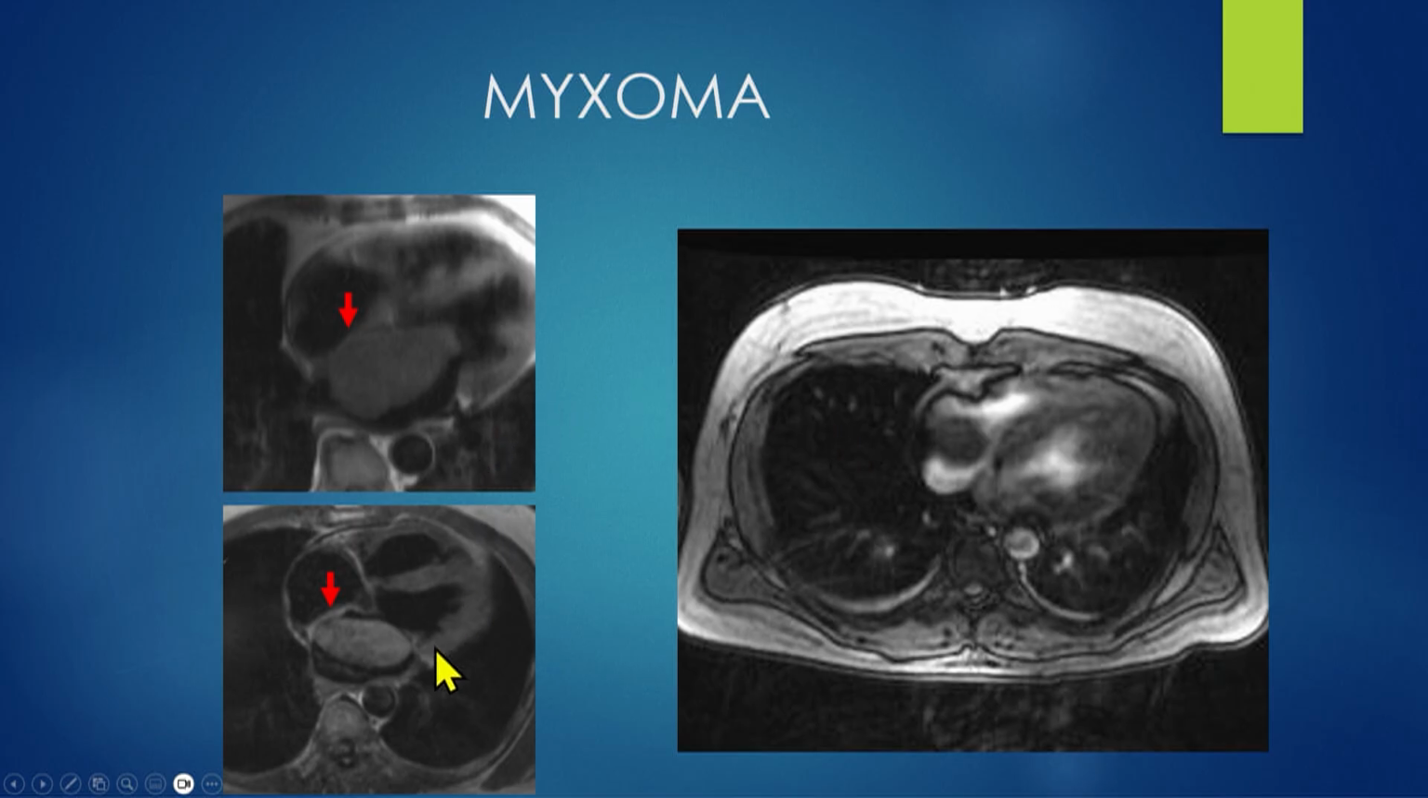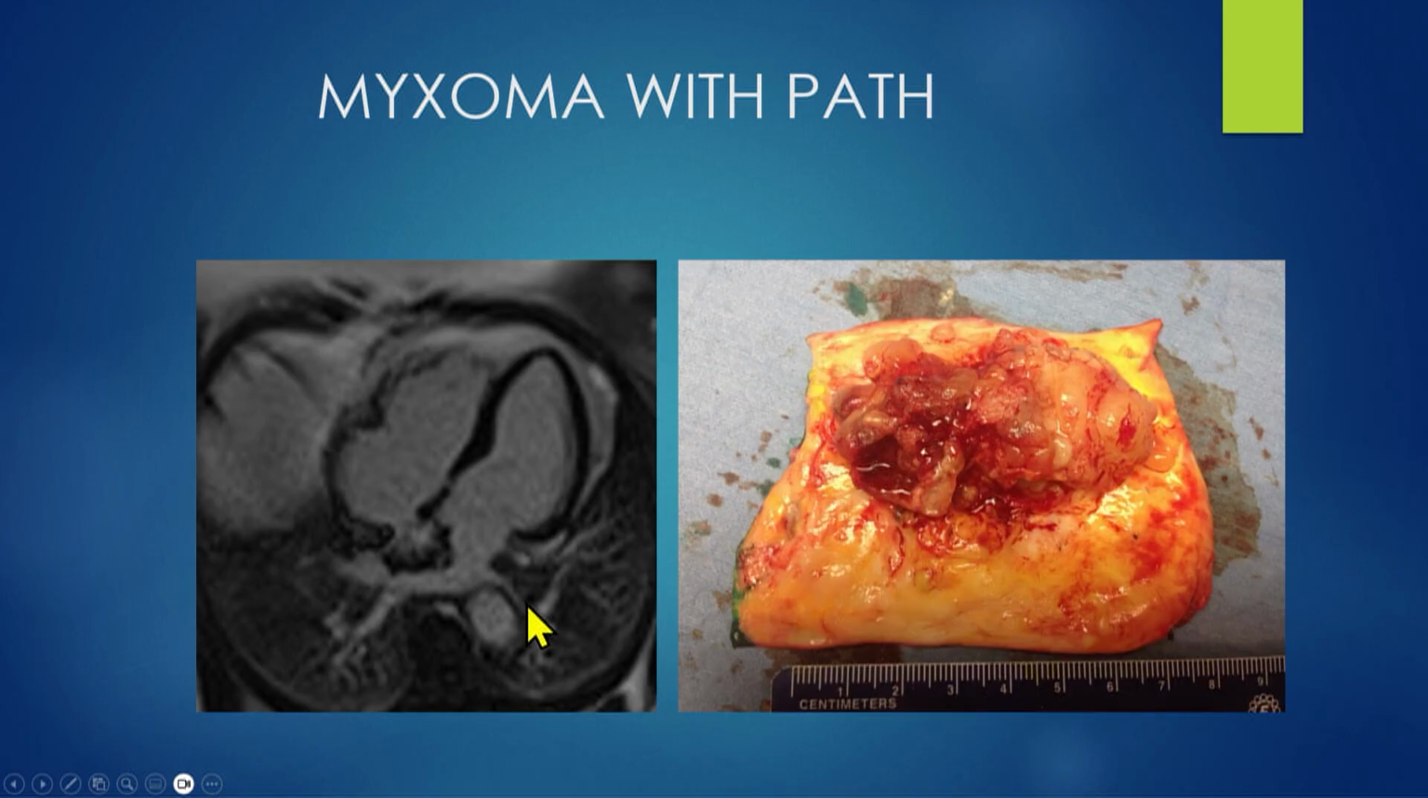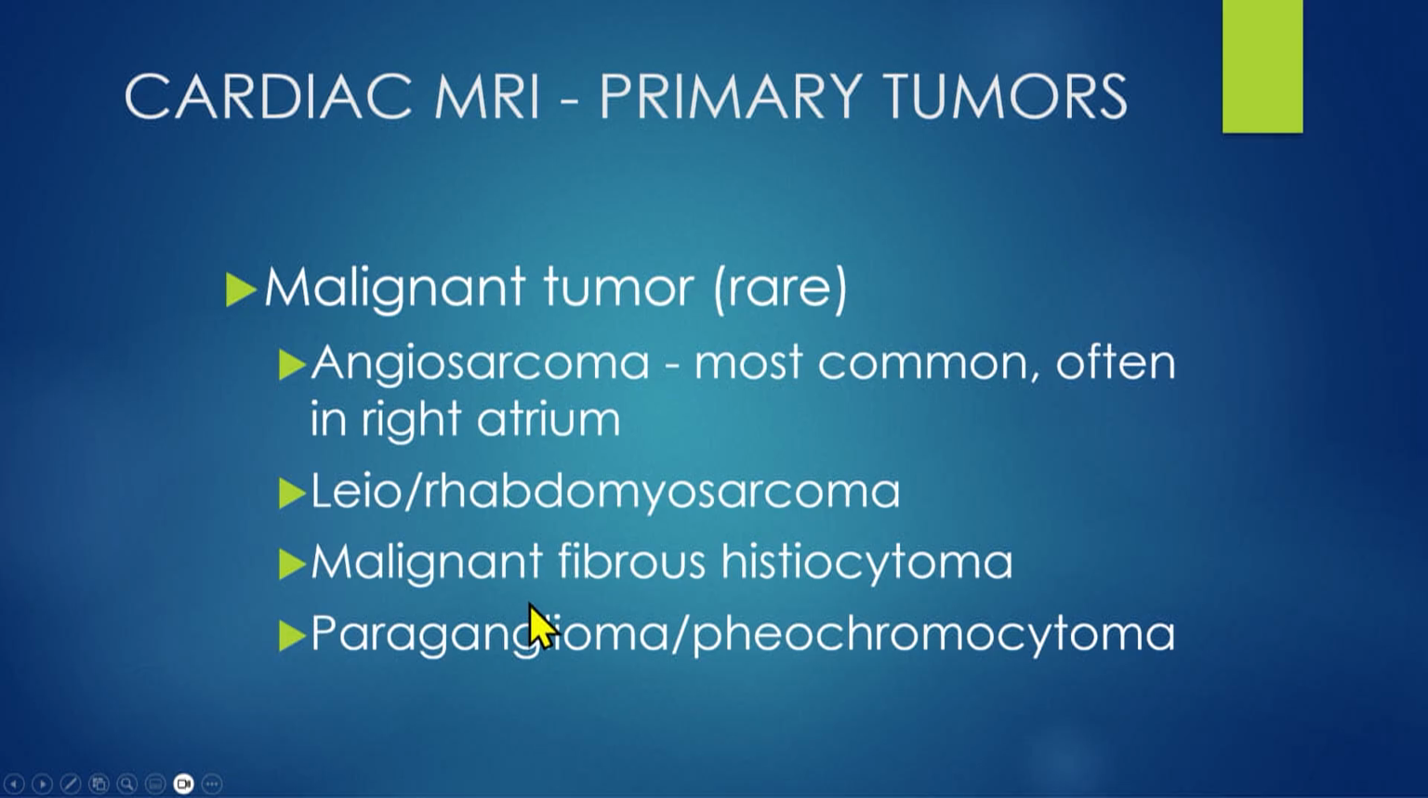Myxomas, okay, a couple different examples. Most often in the left atrium, about 70%, about 20% in the right atrium, as in here. You can put them in cine and move them. On delayed enhancement, they'll probably have some increased gadolinium uptake, as in this case, left atrial myxoma. In this case, removed, and you can see the path correlate.